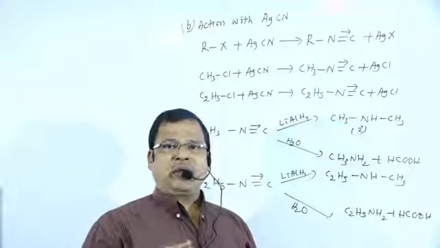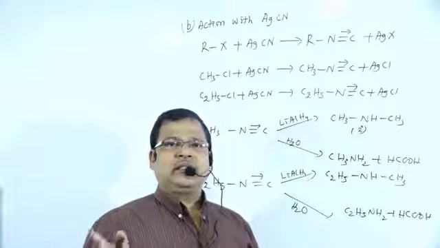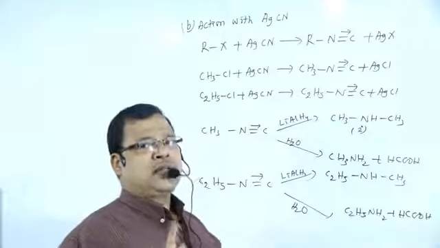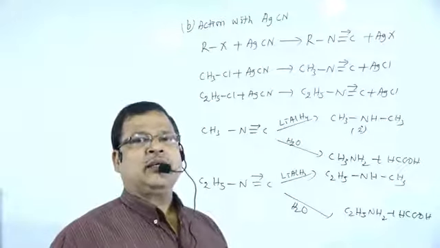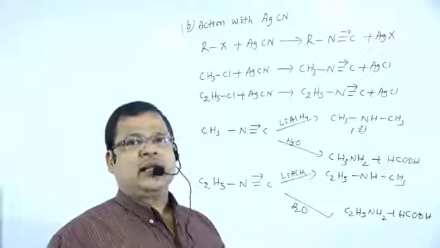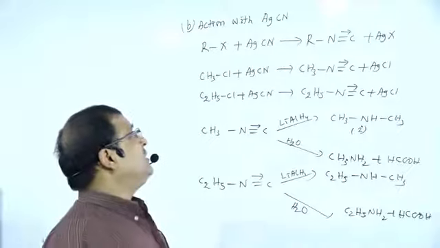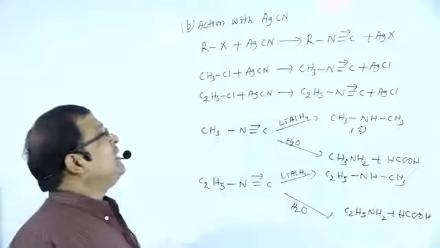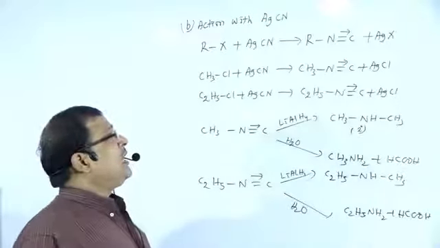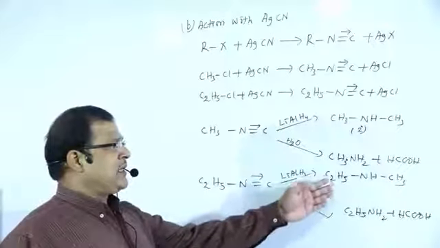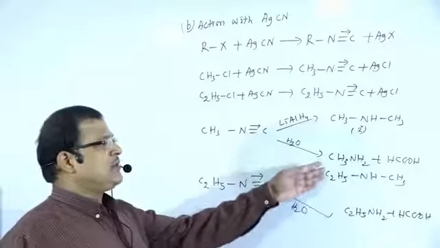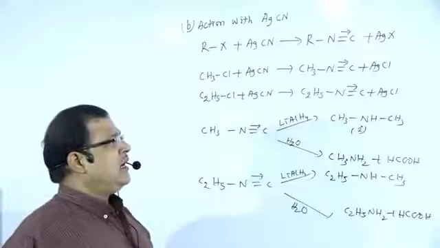Alkyl cyanide is formed in the case of potassium cyanide with alkyl halide, alkyl isocyanide in the case of silver cyanide with alkyl halide. So this is the difference between reactions of alkyl halide with potassium cyanide and silver cyanide and their respective products after the formation of alkyl cyanide and alkyl isocyanide. Next we will discuss the action with silver nitrite.